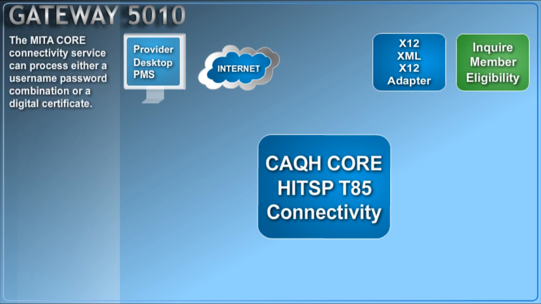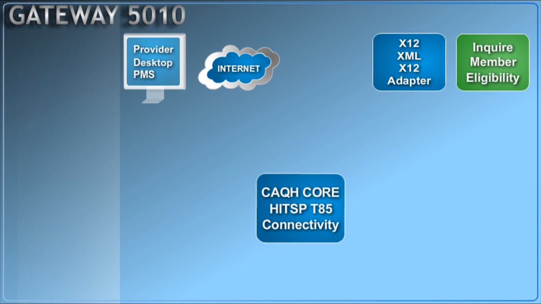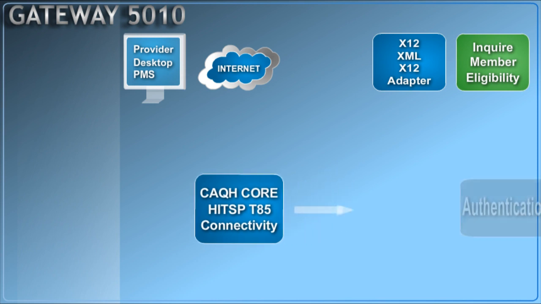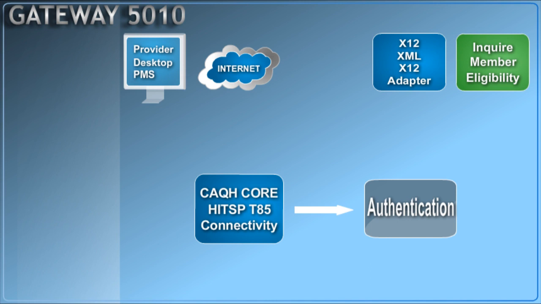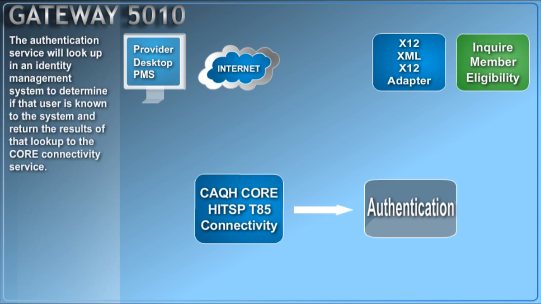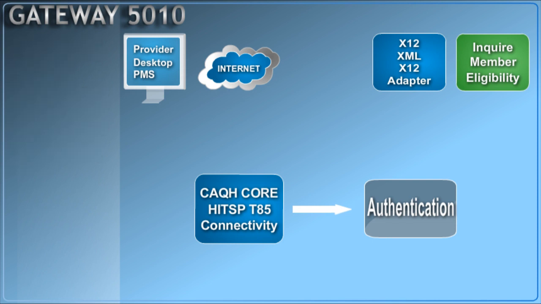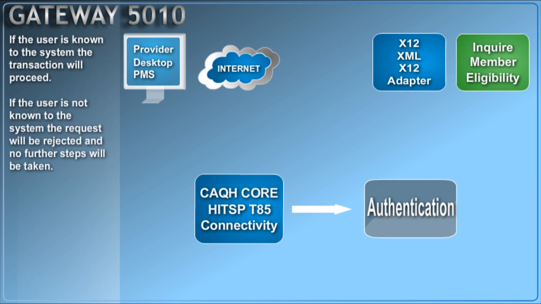The MITA CORE connectivity service can process either the username password combination or the digital certificate. The CORE connectivity service will call another MITA technical service for authentication. The authentication service will look up in the identity management system to determine if that user is known to the system and return the results of that lookup to the CORE connectivity service. If the user is known to the system, then the transaction will proceed. If the user is not known to the system, then that transaction will be rejected and no further steps will be taken.